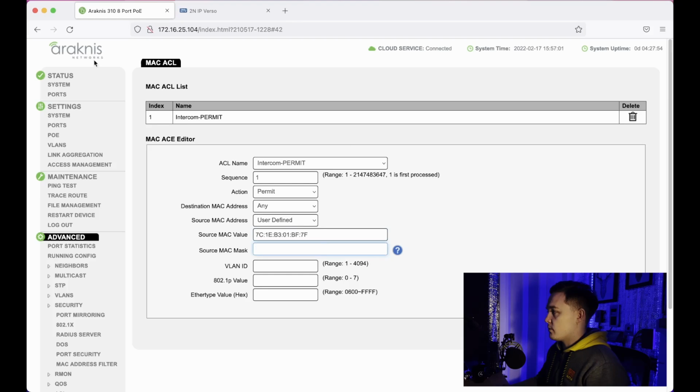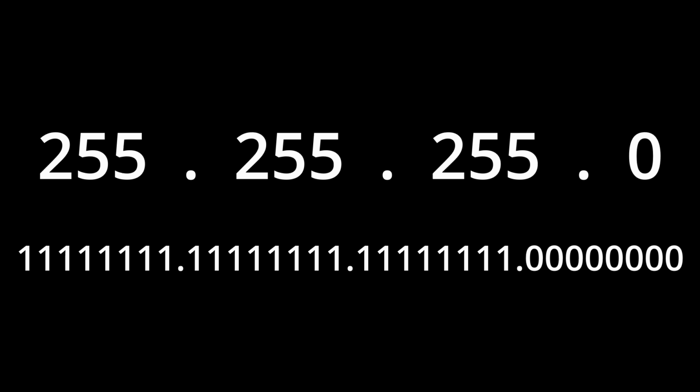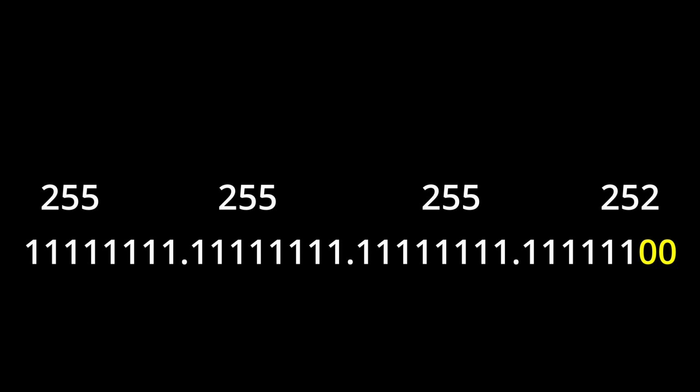We then have this source MAC mask. Like an IP subnet, which sets host bits to 0 and network bits to 1 to restrict the amount of IP addresses available on the network, we can set the MAC address mask to further restrict access. So if you're using a network subnet mask of say 255.255.255.252, you're using 30 binary 1s for the network segment and 2 binary 0s. Those last 2 binary 0 values allow you to have a certain amount of host addresses.